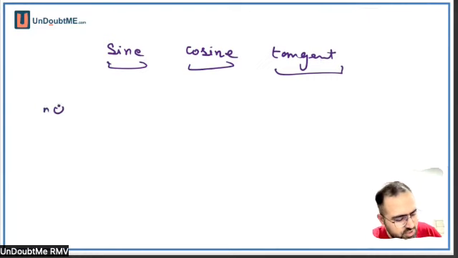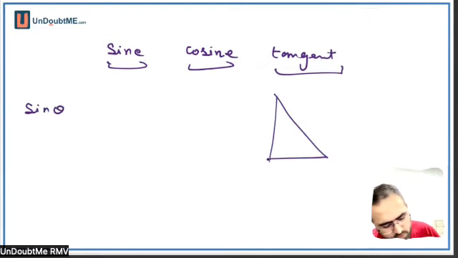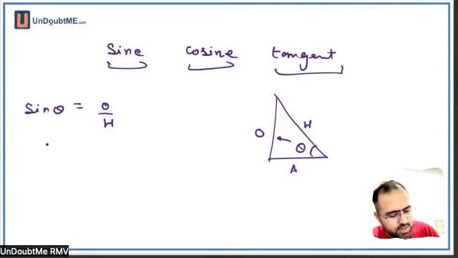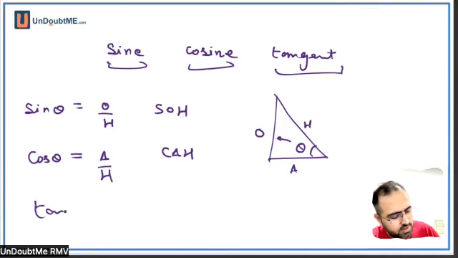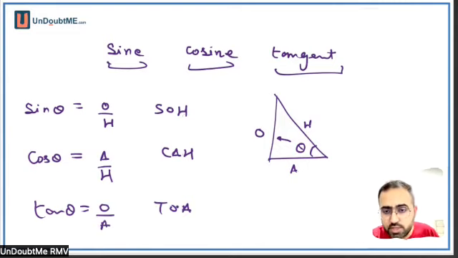But when we say ratio, it is with respect to a right angle triangle where this will be theta. With respect to theta, this will be opposite, this is adjacent and this will be hypotenuse. So sine theta is O by H, so we call it SOH. Then cos theta is A by H, we call it CAH. And tan theta is O by A, we call it TOA. So that is why we call them ratios.